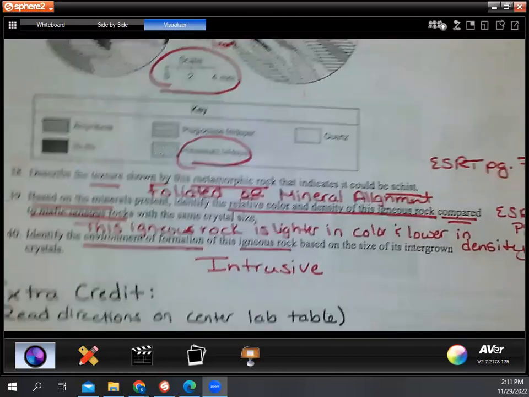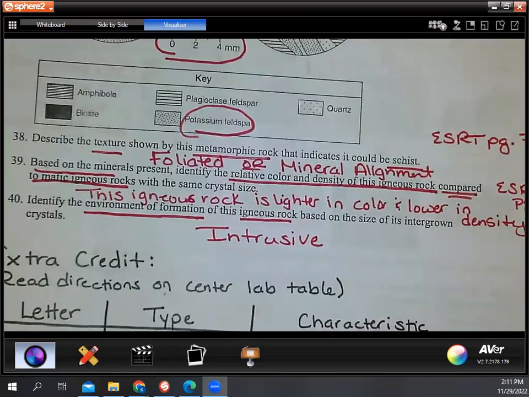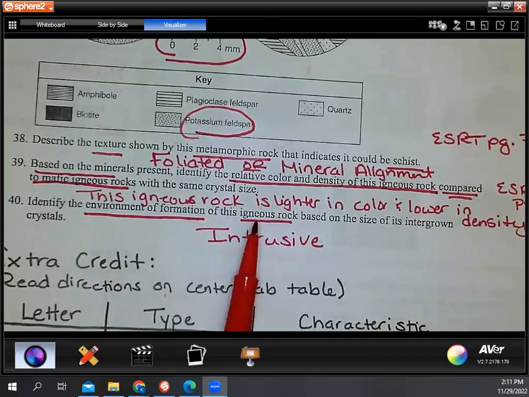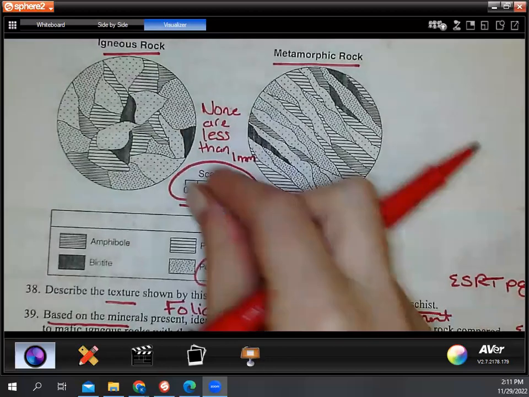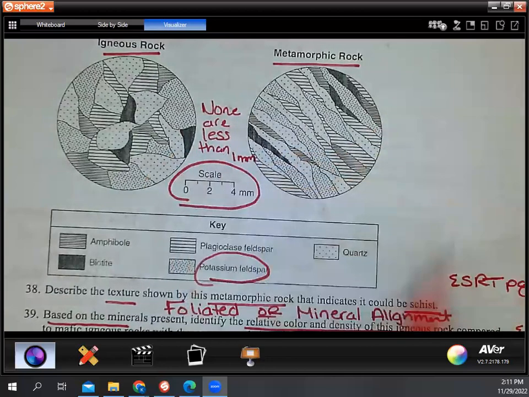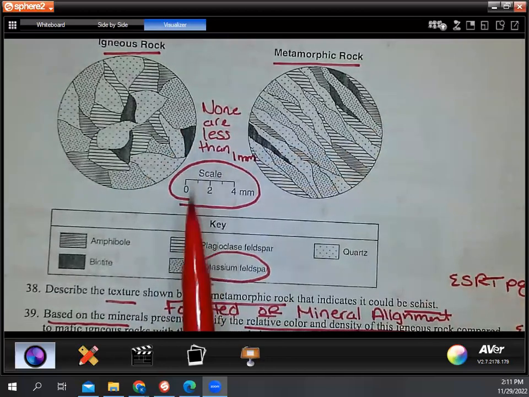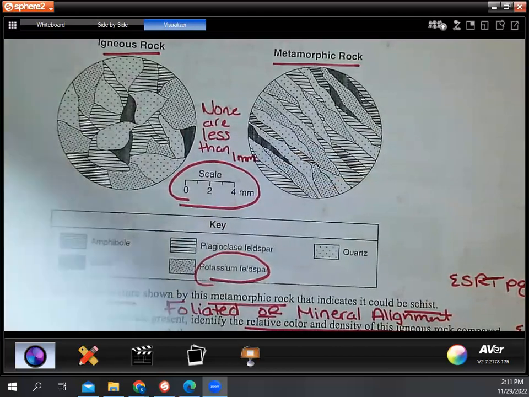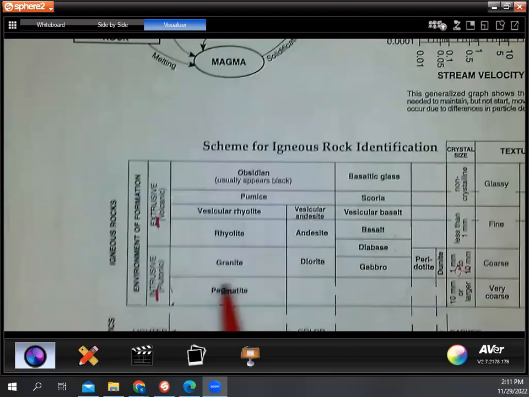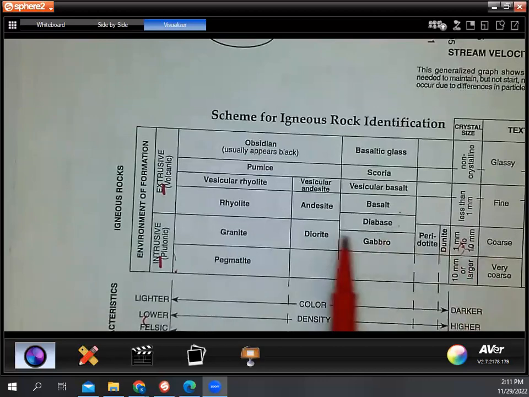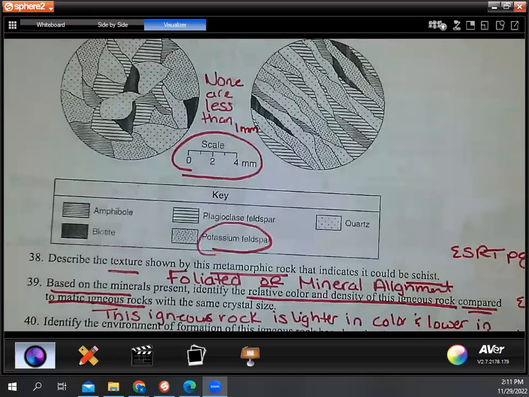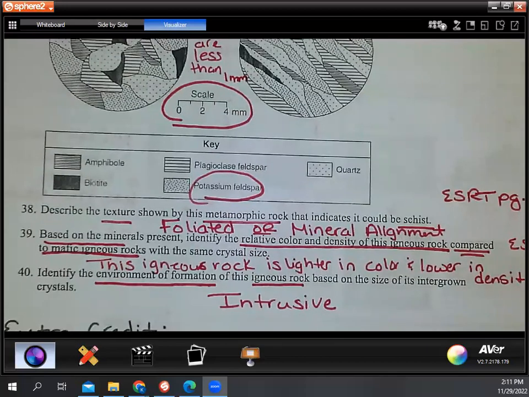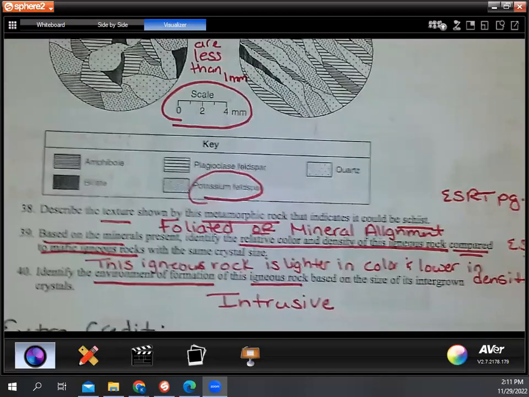And then the last question, question 40, identify the environment of formation of this igneous rock. So I need to know its crystal size. I look at a crystal, I measure it out on a piece of paper. I see that none of them are less than 1 millimeter. We already said it's on the left side of the chart. So these are coarse crystals ranging from 1 to 10. So this is granite.